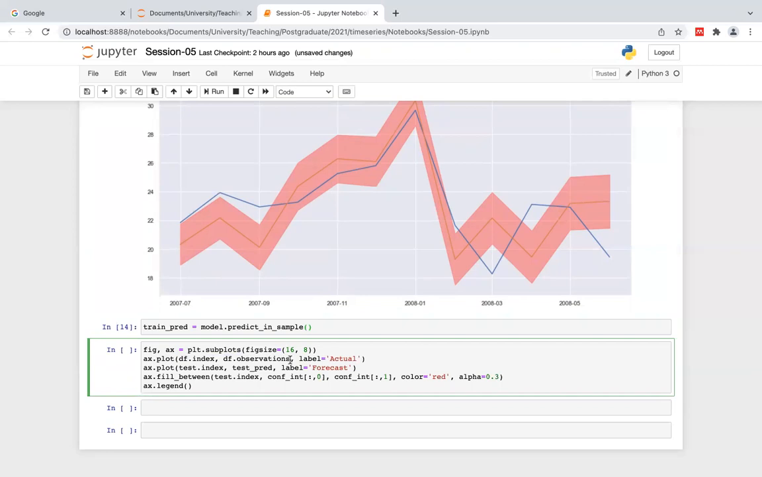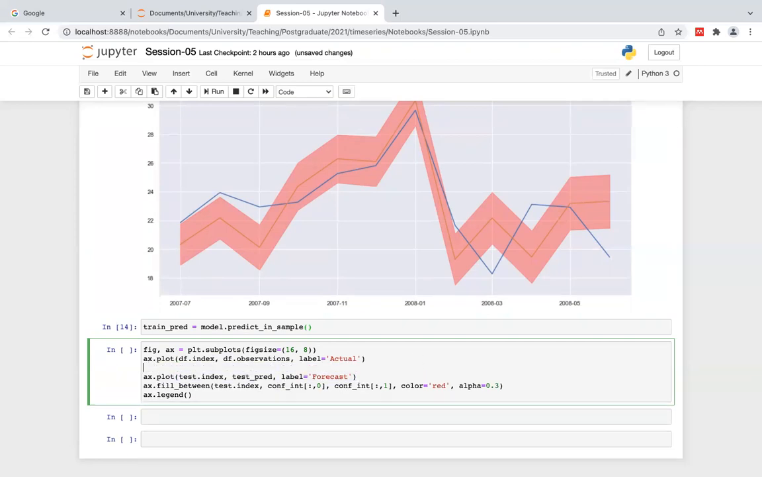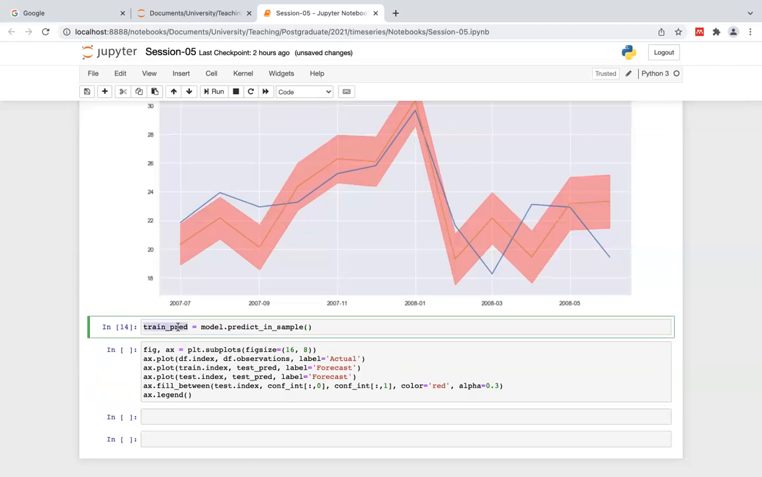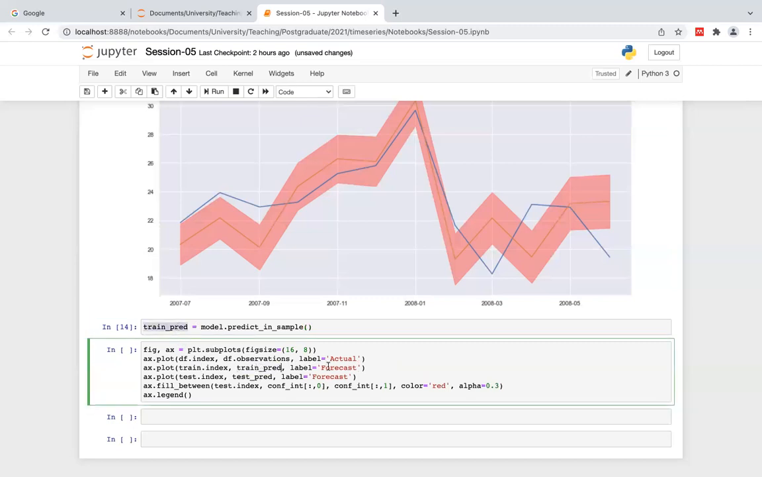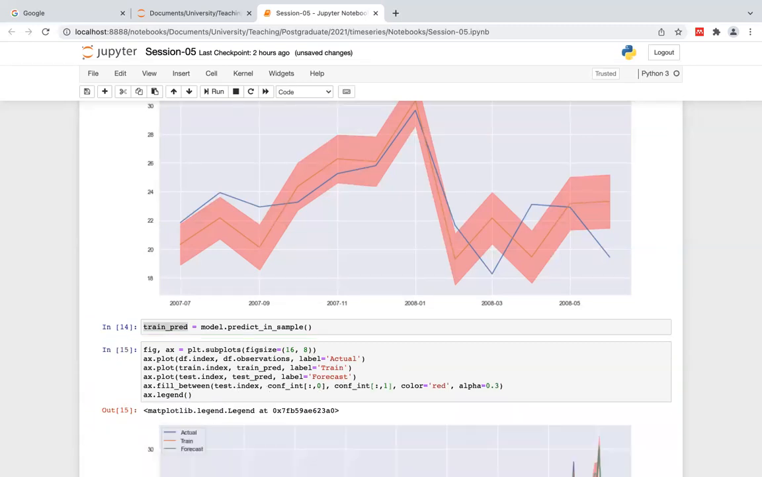The DF observation label is actual, that's fine. Then, because we already have test data, I have to incorporate train data, train indexes, then train predictions. This is train, and the test indexes I'm going to concatenate. Then the test prediction label is fine. Okay, let's see.